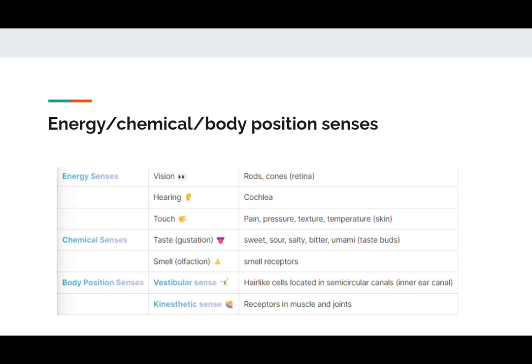All these senses are divided into three categories: energy, chemical, and body position senses. You will notice that our five common senses, vision, hearing, touch, taste, and smell, are also further divided into energy and chemical, and that's because the receptors for vision, hearing, and touch are different from those for taste and smell.